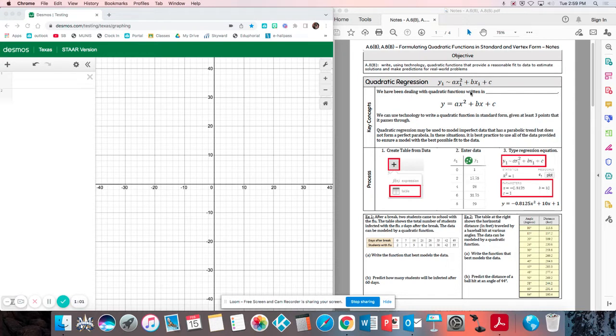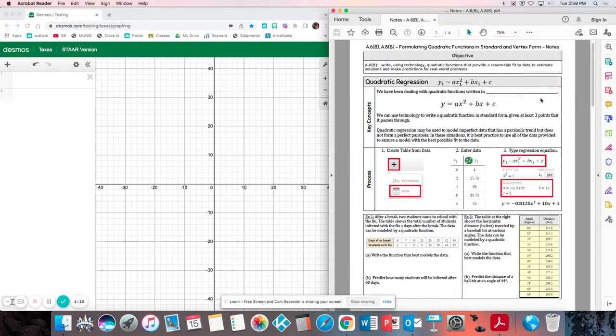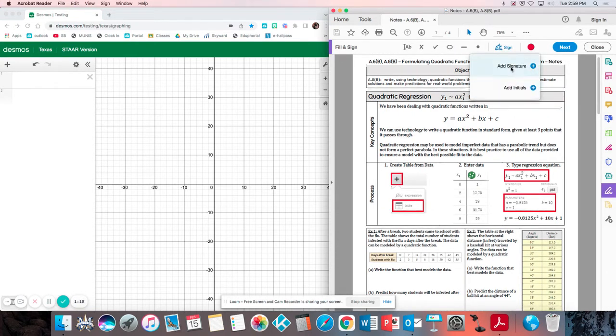We have been dealing with quadratic functions written in standard form. This is standard form. You can go back and check in your reference chart and you actually will see. So this is standard form, which is y equals ax squared plus bx plus c.